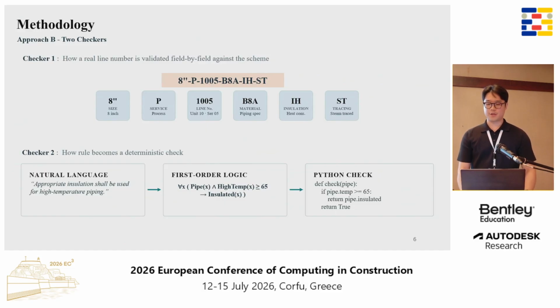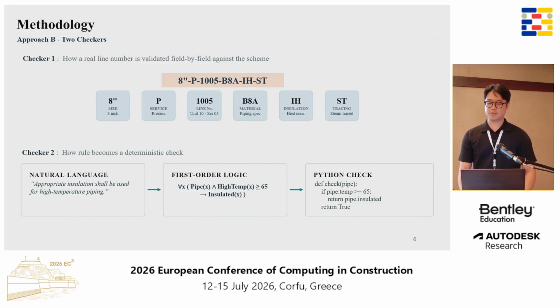In approach B, rule verification is carried out by 2 checkers. Checker 1 checks the numbering format. Checker 2 checks the design rules. Let's look at checker 1 first. It verifies whether each line number follows the schema defined in the symbol and legend datasheet. Take the line number on the screen. It decomposes into 6 fields: pipe size, service code, line number, piping specification, installation type, and tracing type. Checker 1 validates each field against its prescribed format and values.